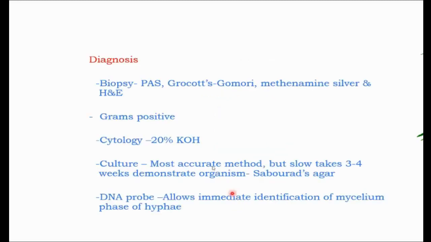For diagnosis, if you're taking a biopsy, the stains which are used are periodic acid-Schiff stain, Gomori methenamine silver stain, and even H&E stain. You can do gram stain because these organisms are gram positive. Cytology can be done using 20% potassium hydroxide. Culture, like I said, is the most accurate method for any infection, whether it's bacterial, viral, or fungal. Culture is the most accurate method.